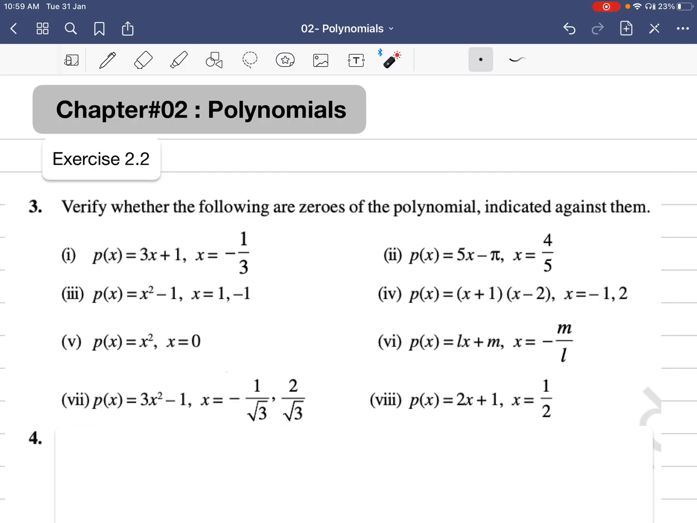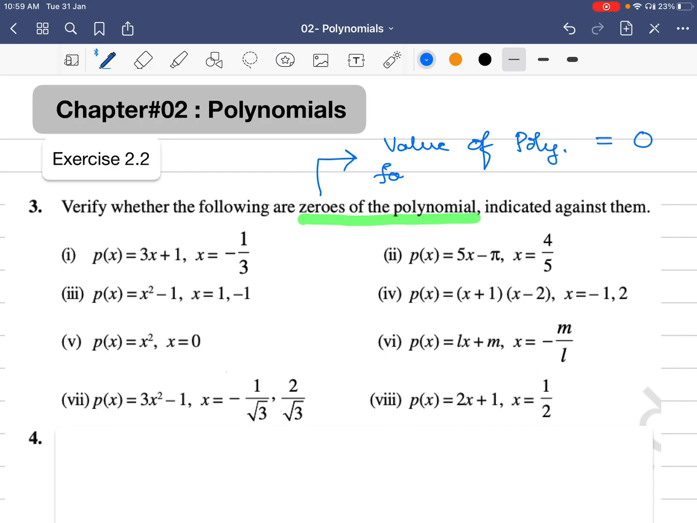Okay. So we are given different polynomials, p of x, p of x, p of x, and we are also given the values of x for every polynomial. And we have to verify if these values of x are zeros of the polynomial or not. So what do we mean when we say zeros of a polynomial? It means that the value of the polynomial will be equal to 0 for, let's say, p of c, where c is some number.